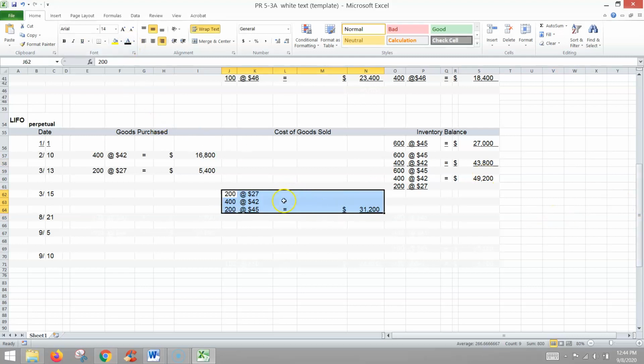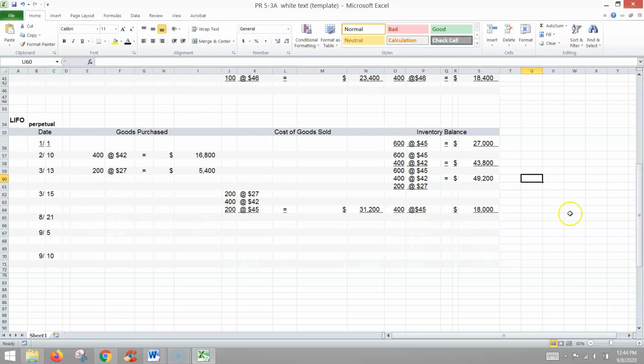So this is what our cost of goods sold is going to be, 200 at 27. So again, we've sold this layer, we've sold this layer, and then 200 at $45. Remaining in inventory is only some of this top layer. We had 600, we sold 200. So we have 400 units left at $45.